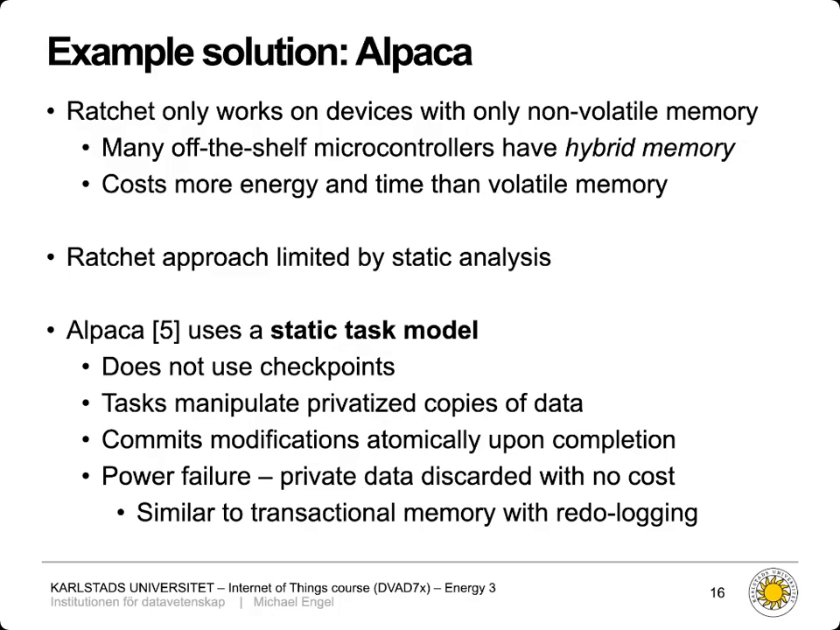Now, Alpaca doesn't use checkpointing, but it uses what we call a static task model. It splits an application into tasks, and these tasks manipulate privatized copies of data. So whenever a task starts, it copies the data it needs from non-volatile to volatile memory, and only when it completes does it commit the completely changed data, all the results it obtains, back to non-volatile memory in one single step. This is what we call a transaction semantic. So if power fails during the execution of a task, all its changed data is in volatile memory, so it's thrown away. And if we have enough power to write the checkpoint, then we have another consistent non-volatile state here. This is very similar to, maybe you know it from database technologies, the use of transactional memory with redo logging.